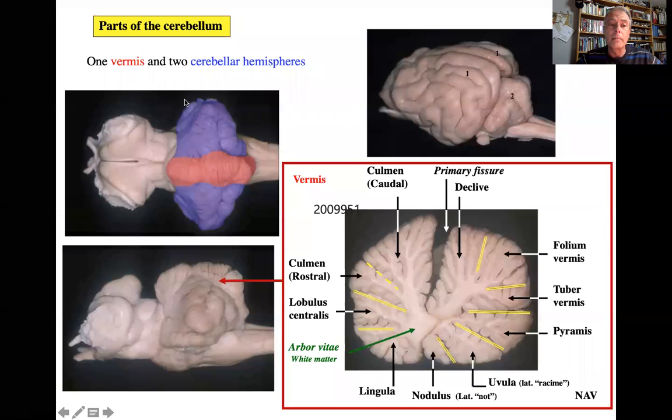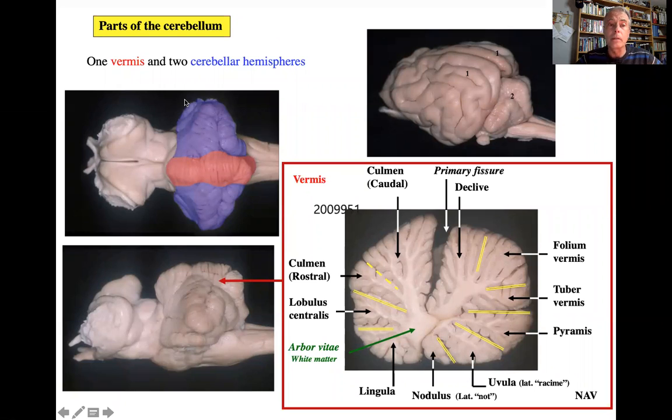First, we'll begin by talking about the parts of the cerebellum. Here you have a dorsal view, and the cerebellum can be easily divided in a vermis, because it has the shape of a worm, here marked in red, and two cerebellar hemispheres in blue. Remember that the cerebellum is located caudal to the cerebral hemispheres.